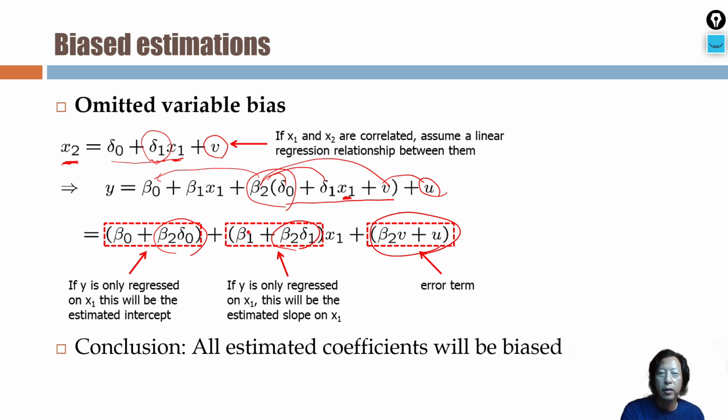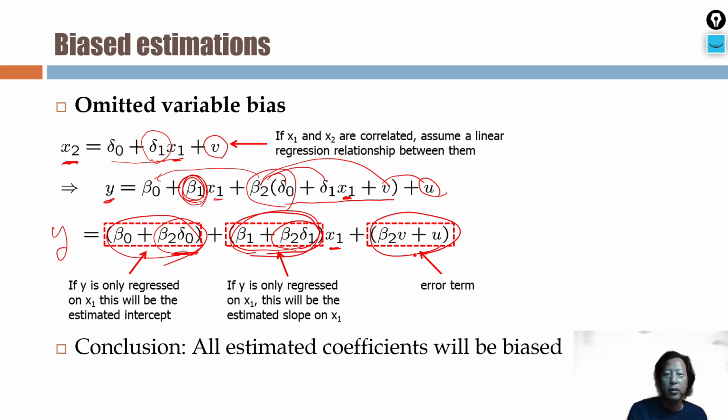So as you can see, what we expect beta 1 to be is: if x1 increases by 1 unit, how much does y change? That should be beta 1. But here, if we do the regression with only x1, this beta 1 is actually biased, right? So as you can see, beta 0, beta 1, and even the error term, all of the coefficients will be biased if we omit a variable.